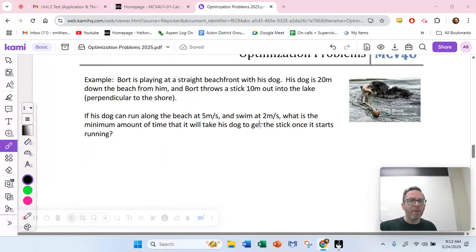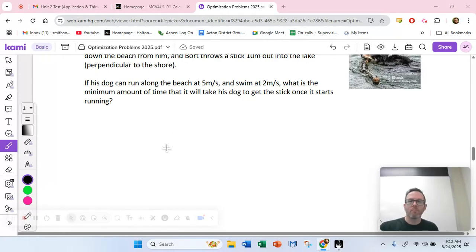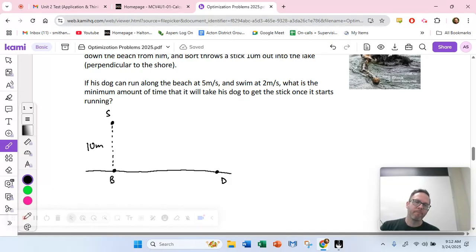So let's do a little visual of our problem here. I won't make it too big. I don't want to mismanage my space and make Miss Plattner not proud of me. But here we have a beach. And I'll maybe just put a little B here for Bort and a little D here for dog. And then Bort throws his stick. I'll put an S out here. The stick is out into the water. He throws it 10 meters out into the water.